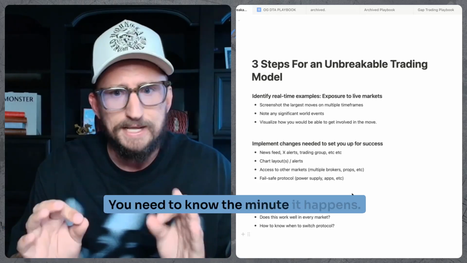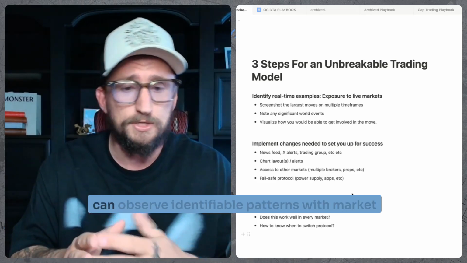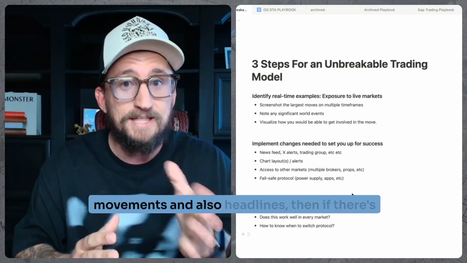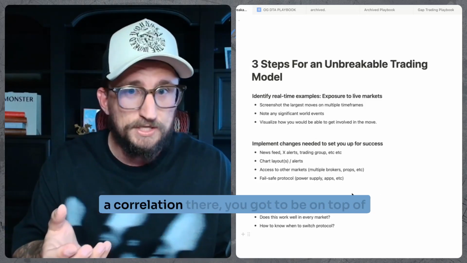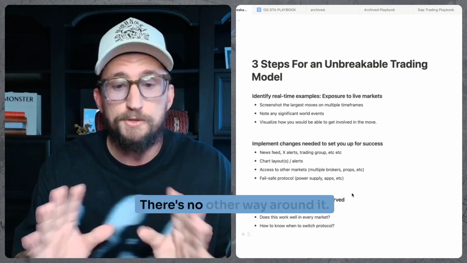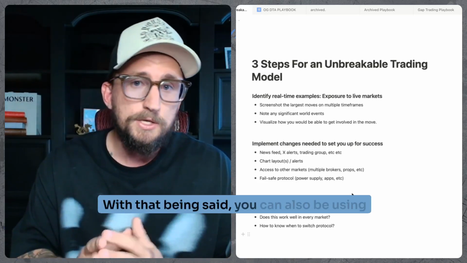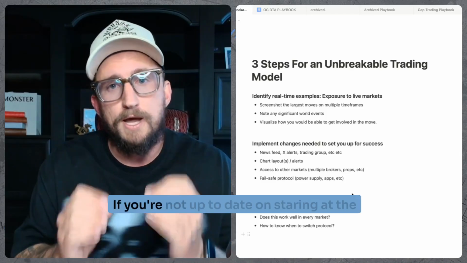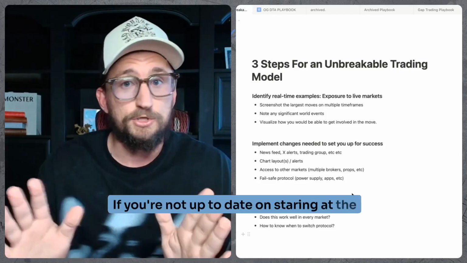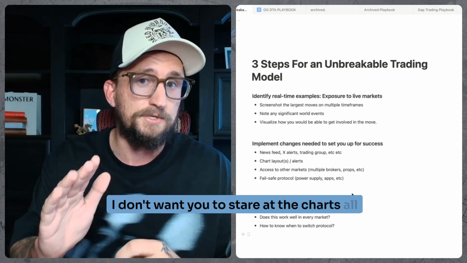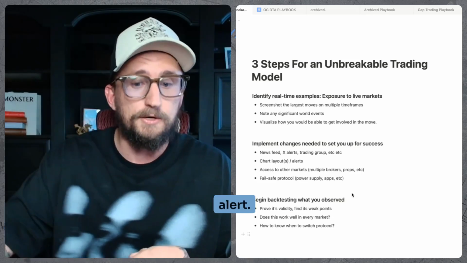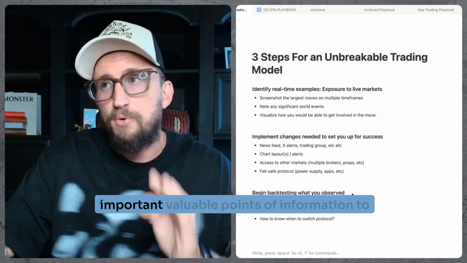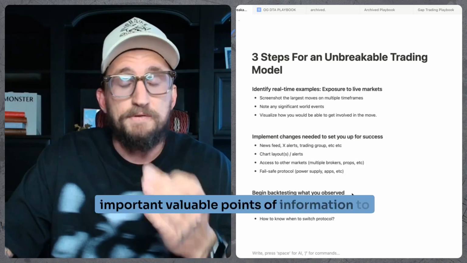You need to know the minute it happens if this is what's driving the market, and you can observe identifiable patterns with market movements and also headlines. Then if there's a correlation there, you got to be on top of it. There's no other way around it. With that being said, you can also be using alerts. There are specific price levels that you might want to be aware of. If you're not up to date on staring at the charts all day, that's fine. I don't want you to stare at the charts all day. I actually would rather you just set an alert. So set the alerts, have the news feeds, have all of the important, valuable points of information to you.